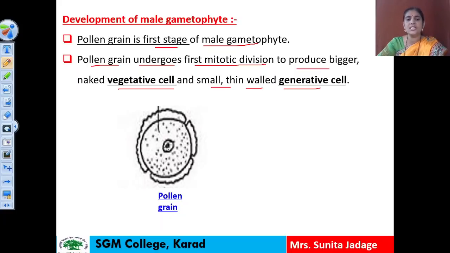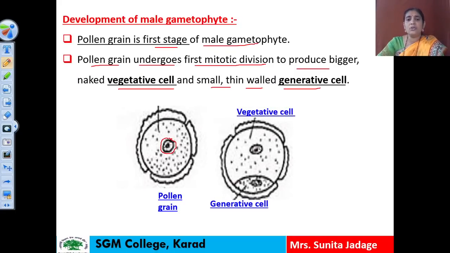So here you can see in the diagram, this is the structure of pollen grain. A single nucleus is there, and after the mitotic division two nuclei or two cells will be formed. The larger cell is known as the vegetative cell, and the smaller cell is known as the generative cell. In this way, during the first mitotic division, the pollen grain is showing formation of two cells.